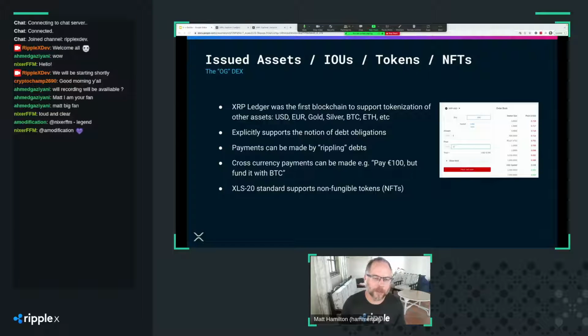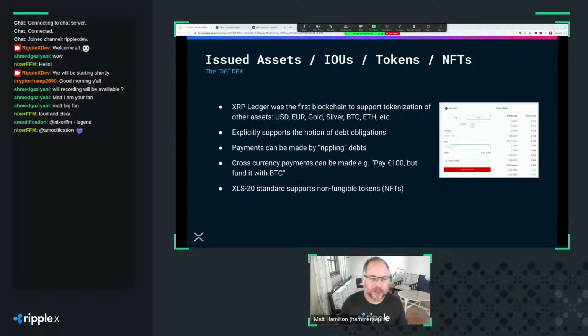Now, the XRP ledger was the first blockchain to have a decentralized exchange built in, and the first to offer what we now call stable coins or tokens. It was so early that the words didn't even really exist then to describe it, so they were referred to as IOUs on the XRP ledger, because they were tokens that represented some claim, some IOU on some other physical asset elsewhere. So it might be US dollars or gold or something like that that's off chain, and the token represents your ownership of that asset.